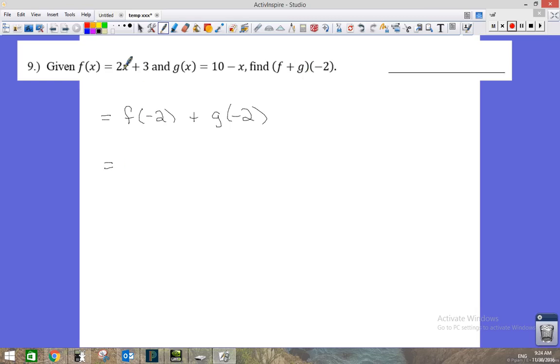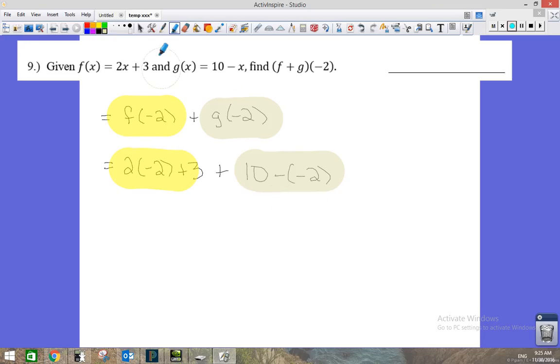Well, f is pretty simple. It's always an addition problem. It's 2 times the input plus 3. So f evaluated at -2 is the same thing as -1, because that's -4 plus 3. Well, now we come over and we need to replace g evaluated at -2. Well, what is g? G is always a subtraction problem. 10 minus the input, and this time the input is -2. So we need to simplify this.